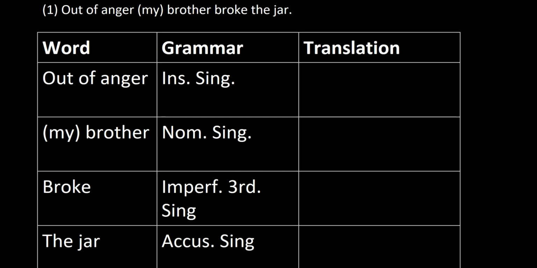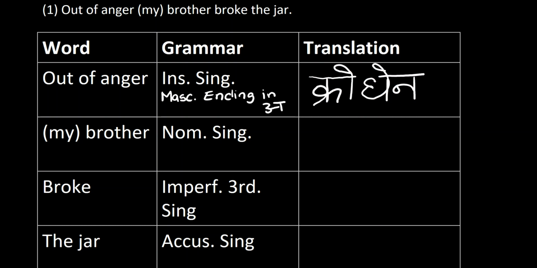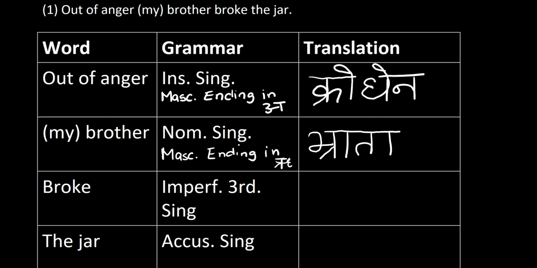Anger in Sanskrit is krodha. So that is a masculine noun that ends in a. Since we know that out of anger could be used by the instrumental case, krodha is going to be declined to krodhena in the instrumental singular case. Krodhena. And then brother in Sanskrit is bhratri. That is a masculine noun that ends in ri. When bhratri is declined in the nominative singular case, it becomes bhrata. So we know the word broke needs to be in the imperfect third person singular.